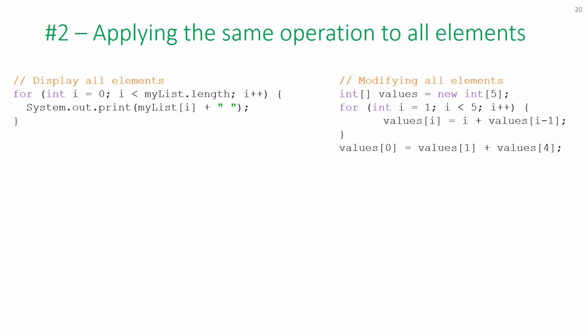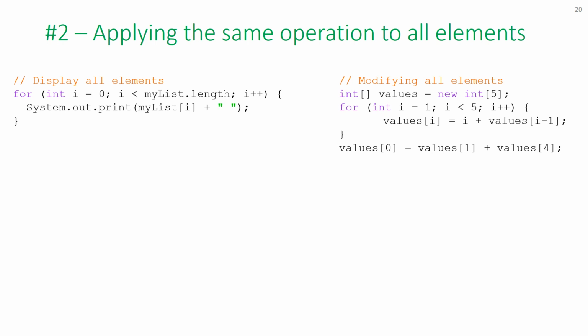What's going on here? That lesser than 5, that's bad. We should replace it by i lesser than values dot length. So avoid hard coding the size of arrays like that. Always use dot length, okay? Do what I said, don't do what I just did on this slide. Thank you. And then what about this i equal 1?